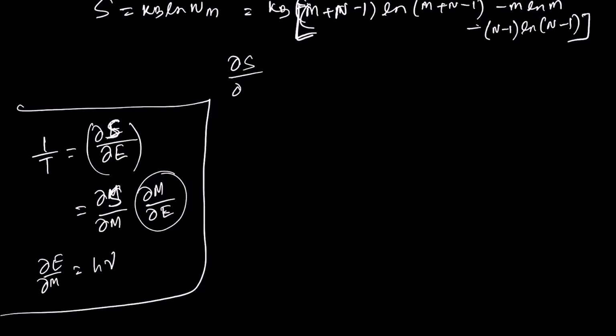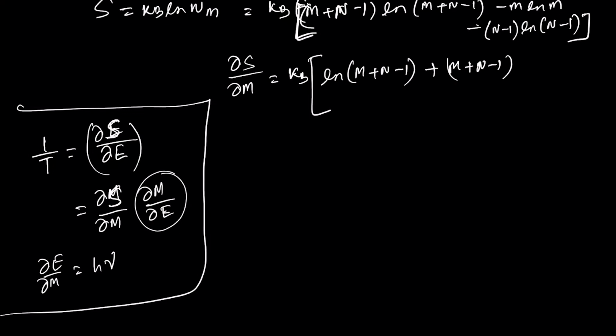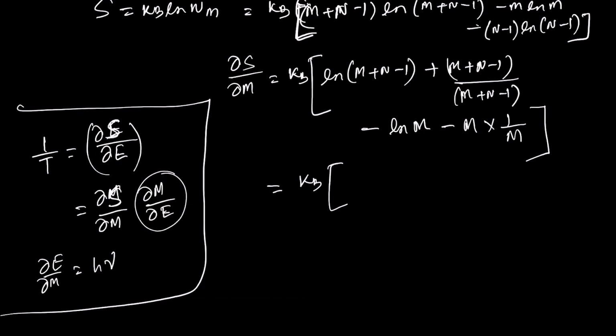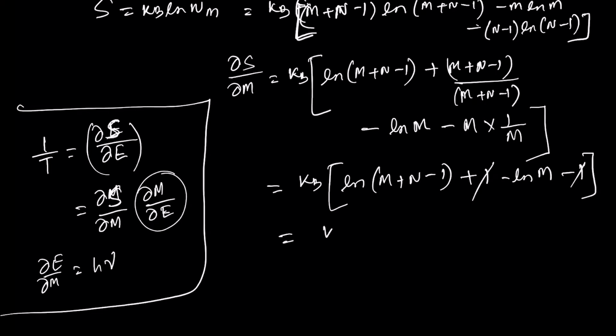Now del S by del M is equal to k_B. The first term becomes ln (M plus N minus 1), since the derivative of M plus N minus 1 is just 1, plus (M plus N minus 1) multiplied by the derivative of the ln quantity, which gives 1 over (M plus N minus 1). Then the second one is minus ln M minus M into 1 by M. N is a constant with respect to M, so it does not come in. This gives k_B times ln (M plus N minus 1), plus 1 minus ln M minus 1, where the 1s cancel each other, giving k_B ln ((M plus N minus 1) by M).